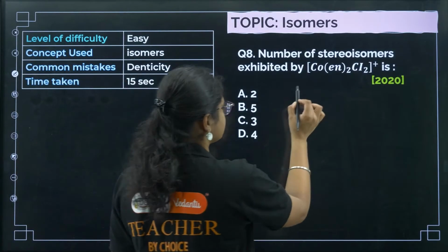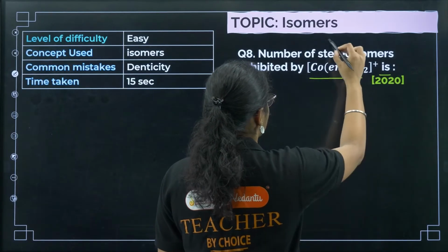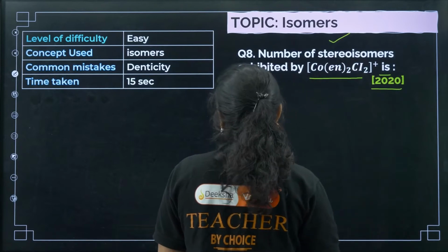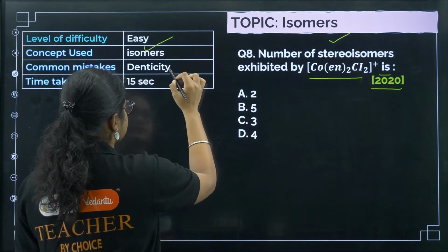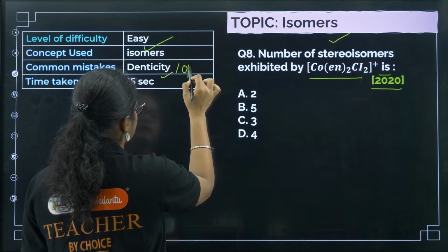Now let us go to the next question. Number of stereoisomers exhibited by Co(en)2Cl2. So we have come to the topic of isomers, a 2020 question. This is also an easy question, provided you know about denticity and about optical isomers.